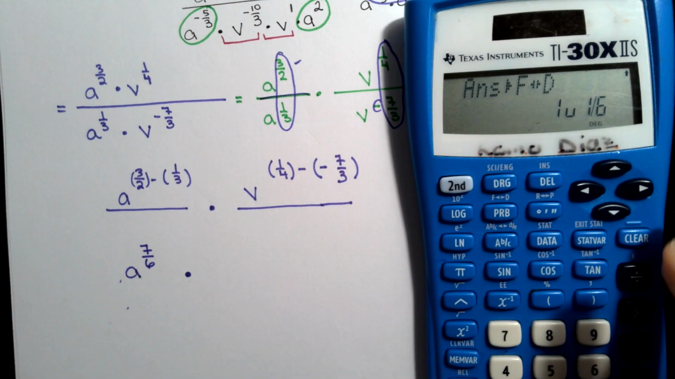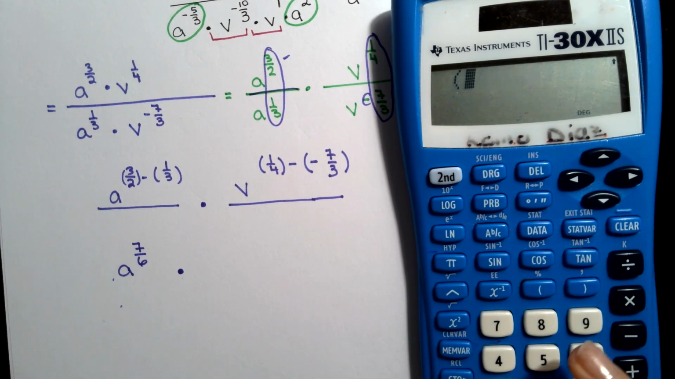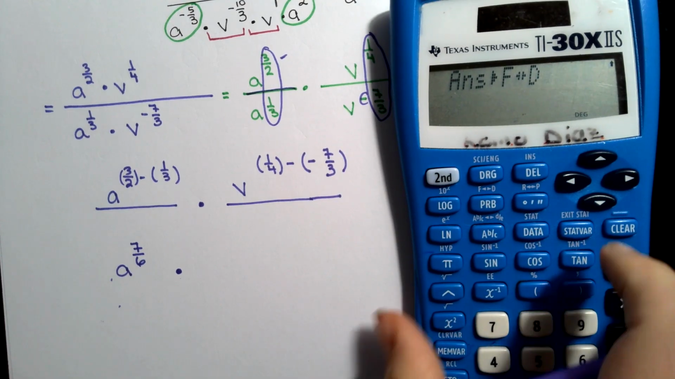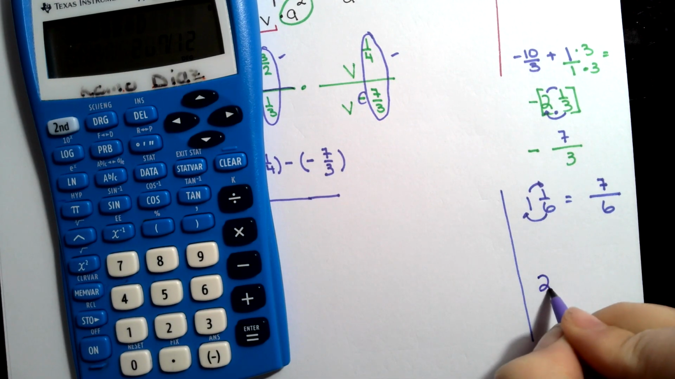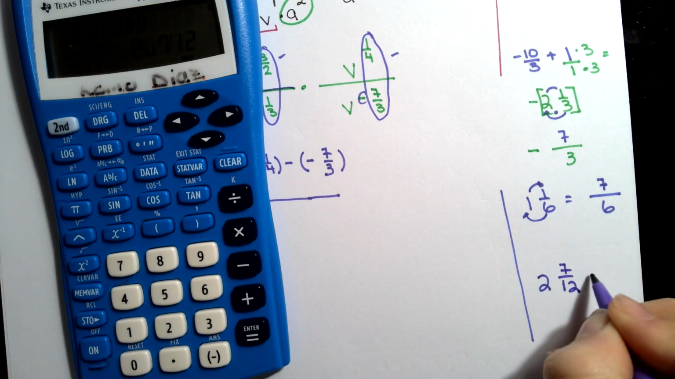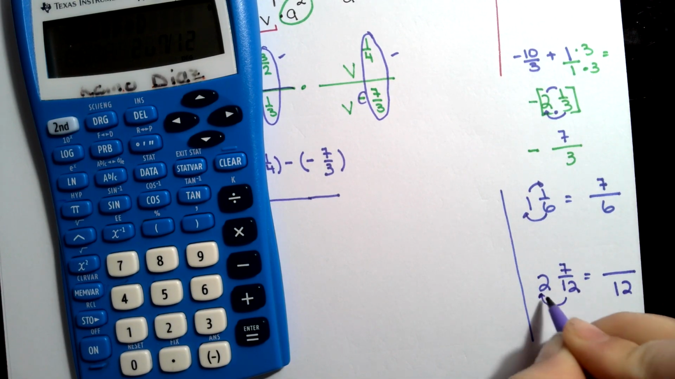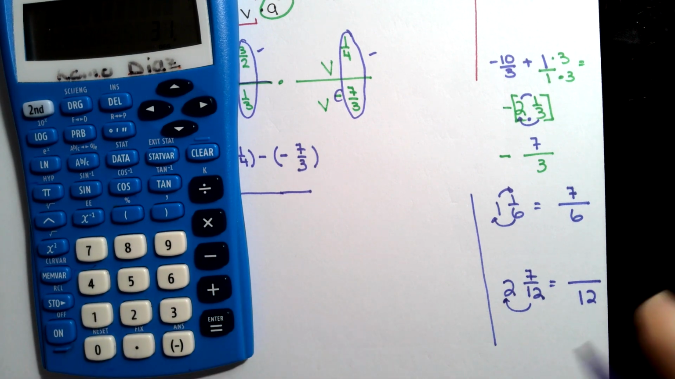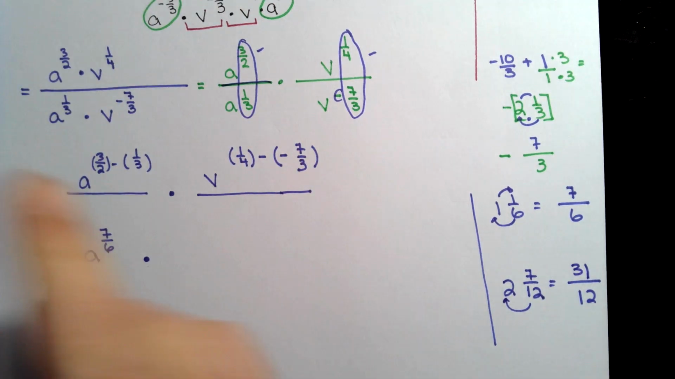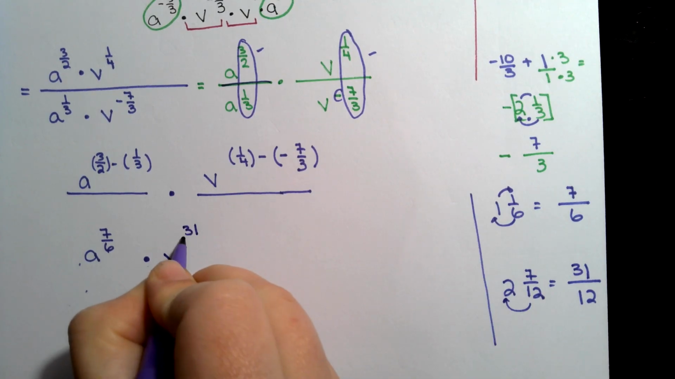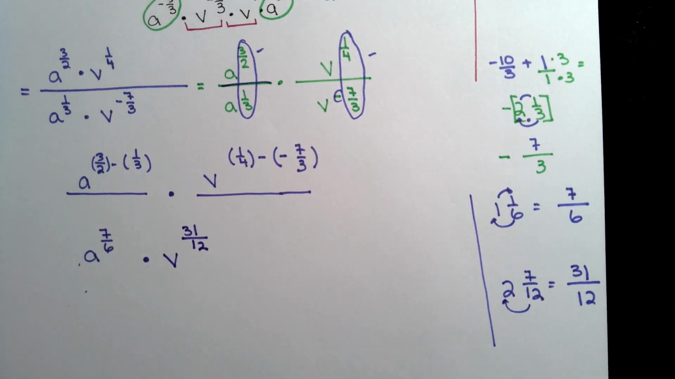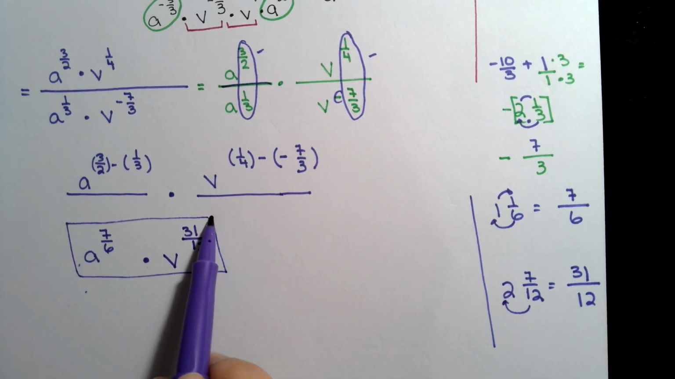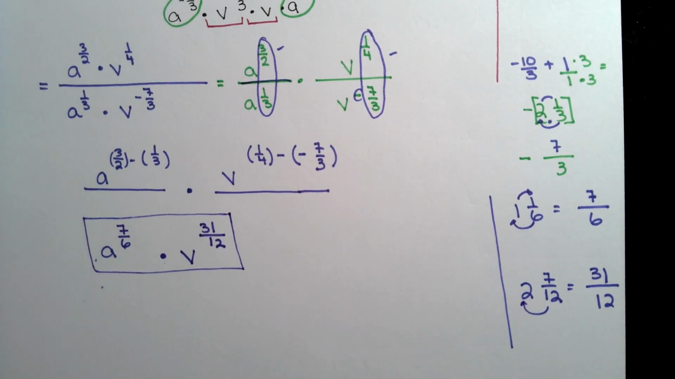Here again, I'm going to use a calculator to cheat. I got 1/4 minus negative 7/3. And again, I'm going to convert to 2 and 7/12. That means I have a 12 in my denominator. 12 times 2 is 24, plus 7 is 31. Now again, these are not necessarily going to be pretty answers, but these are going to be combining things until you can't combine anymore.